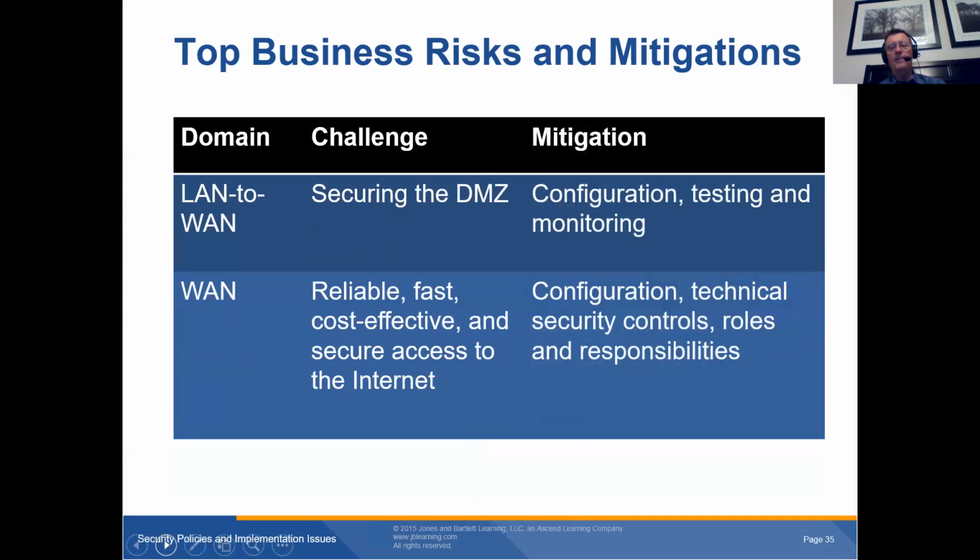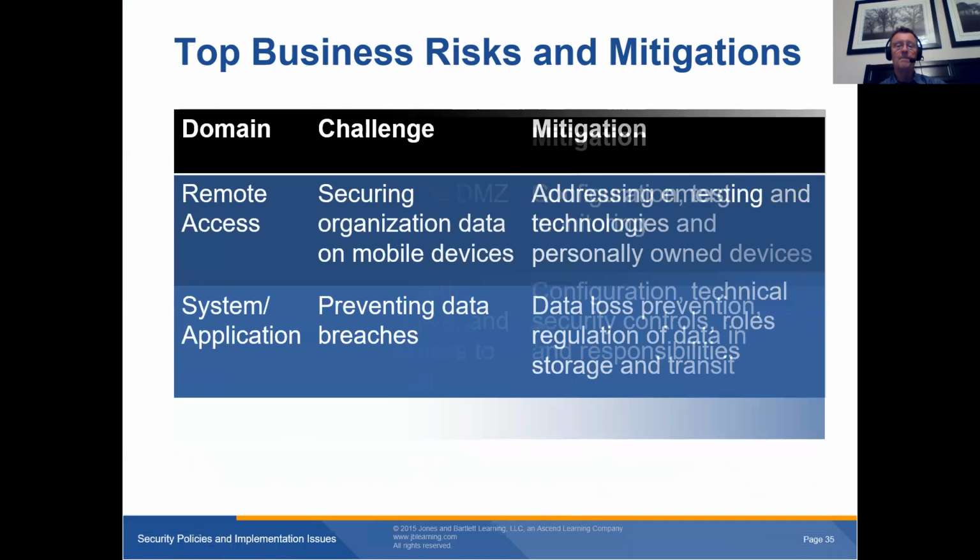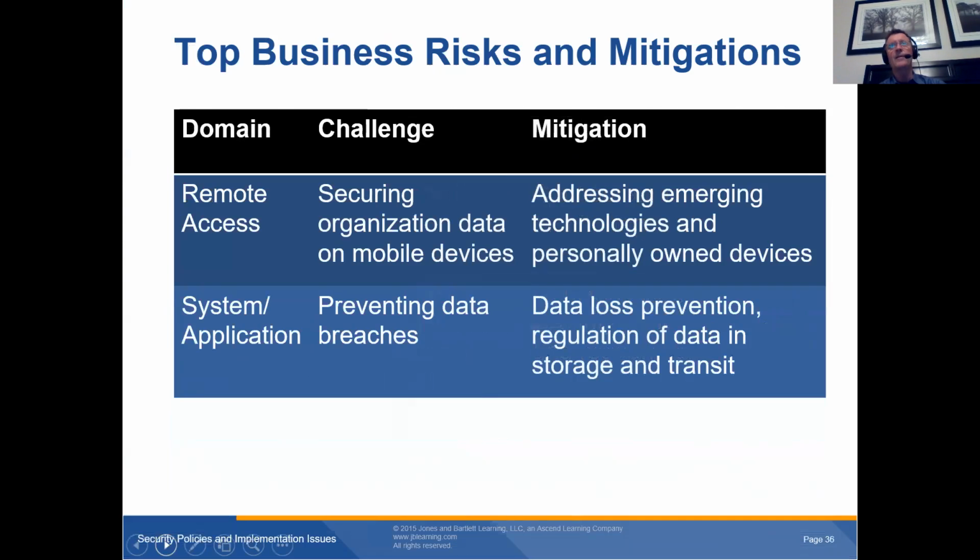LAN to WAN, we want to make sure our DMZ is secure, so the only thing they can get to is what we're exposing on the web server. Our WAN, we want to make sure of its security if we have our own wide area network, and we might not. Remote access, how are we going to allow people into the network? And then how are we securing our specific applications?